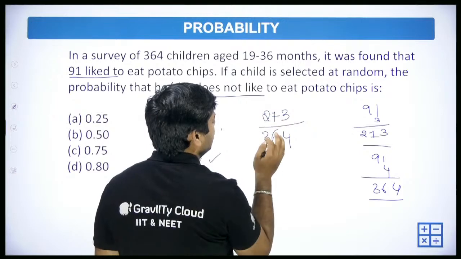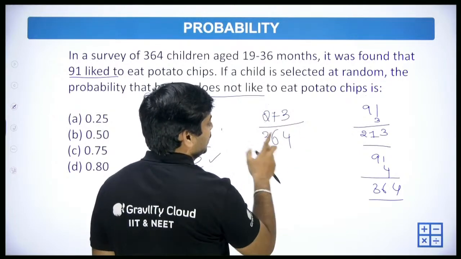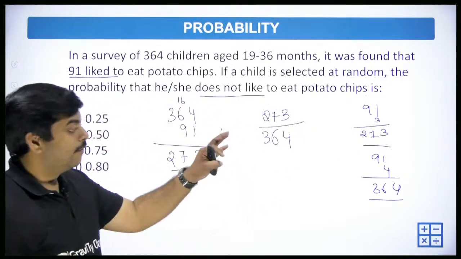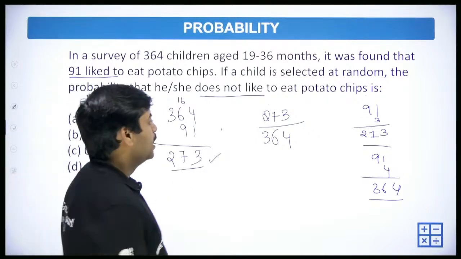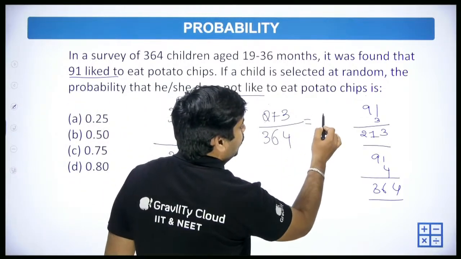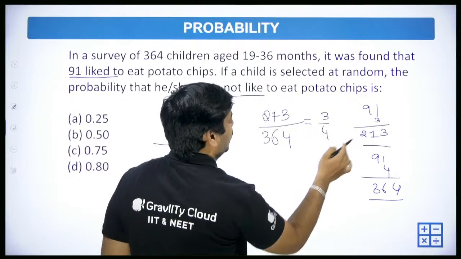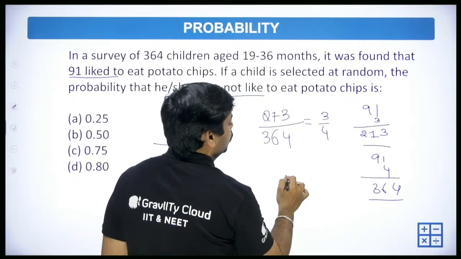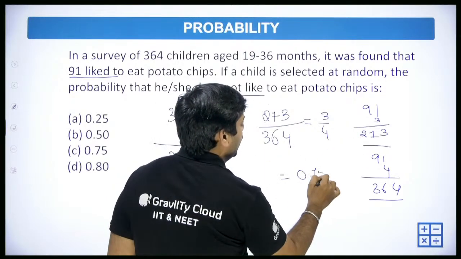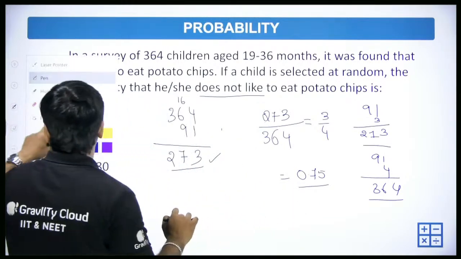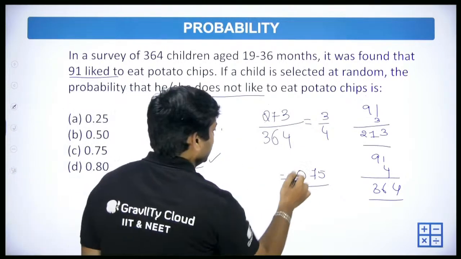3 and 91, and here also with 3 we can cancel that. It is again 91. Okay, I mean to say with 4s. So, which is equal to 3 by 4 when you divide with 91. So, 3 by 4 is 0.75.